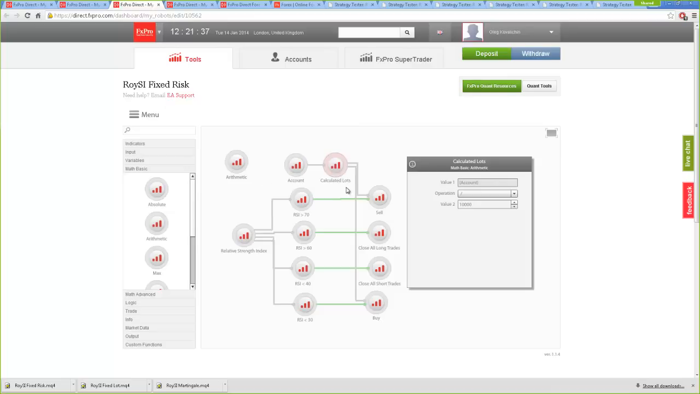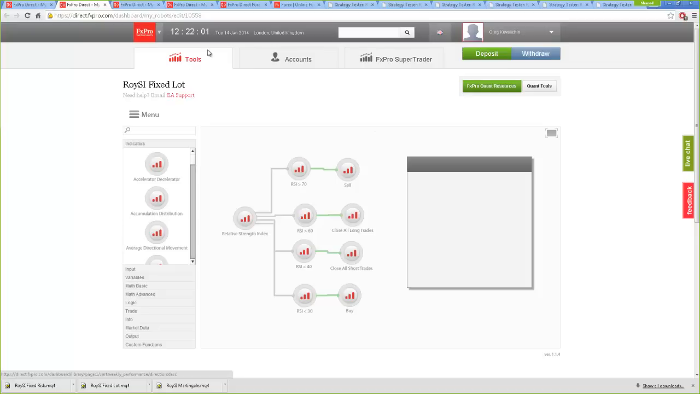And it simply divides this number by 10,000, and then feeds that directly into the lot parameter. So you can see in this case, the lots are not a fixed number, but a calculated lot. It just comes directly from the arithmetic node and goes into both your sell and your buy node. It's pretty straightforward, just a modification on a normal fixed lot strategy.